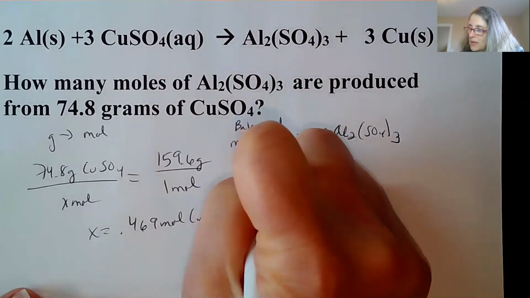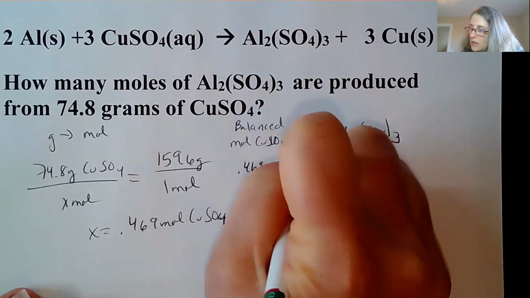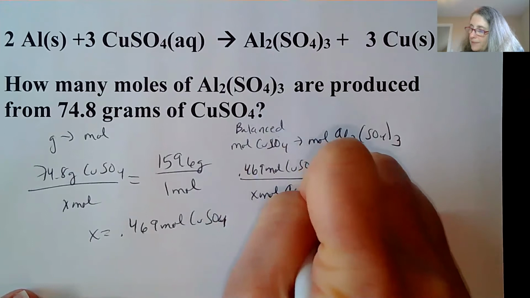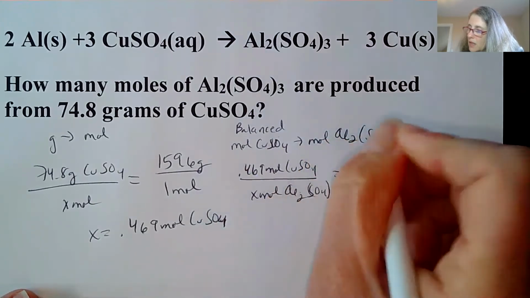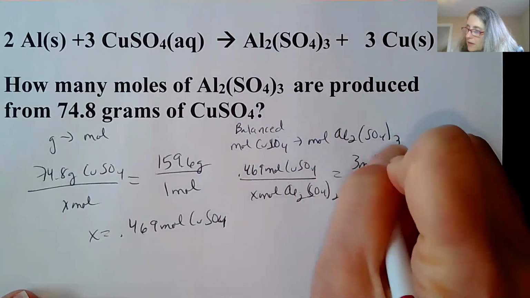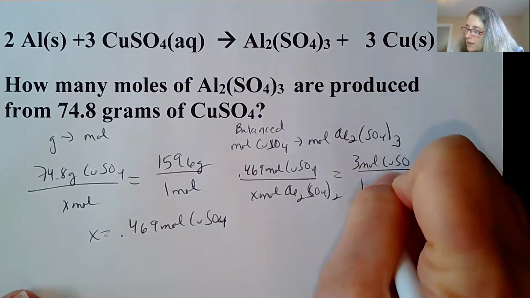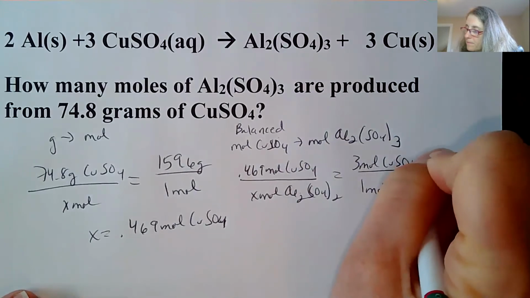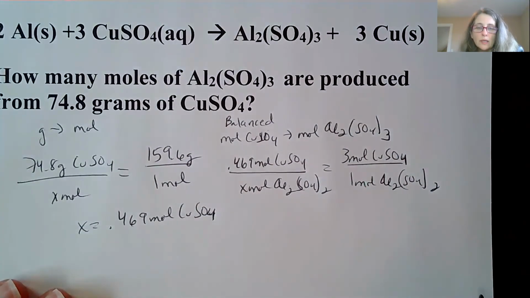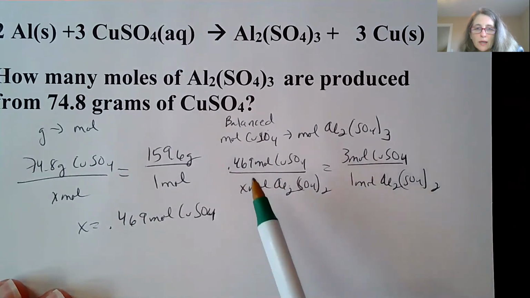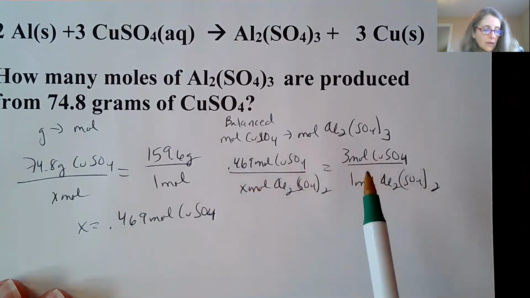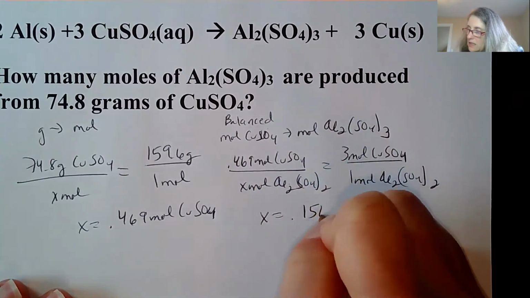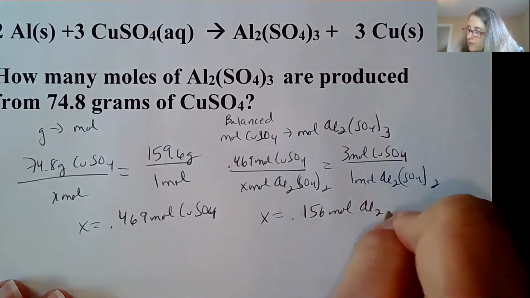So again, it doesn't matter how you set up the proportion, just that you set it up the same on both sides. So I'm going to put the moles of aluminum sulfate on the bottom. I have a 3 in front of the copper sulfate, and a 1 in front of the aluminum sulfate. So it's a 3-to-1 relationship. So I cross multiply, I take the 0.469 and divide it by 3, and my number is 0.156 moles of aluminum sulfate.